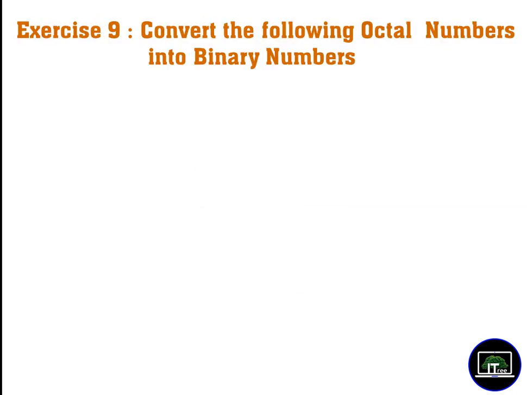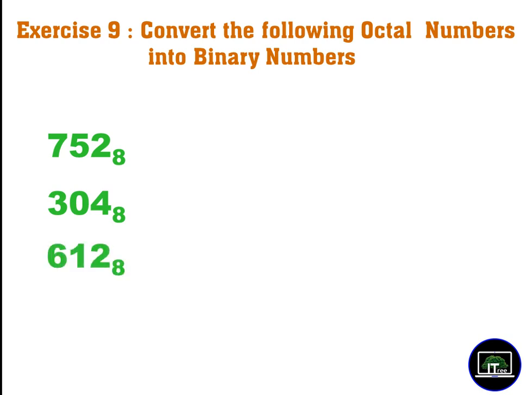We go for some exercises. We are going to convert 752 from octal to binary. You know the method. You write each one with 3 digits. This one, 304. Last one, 612.